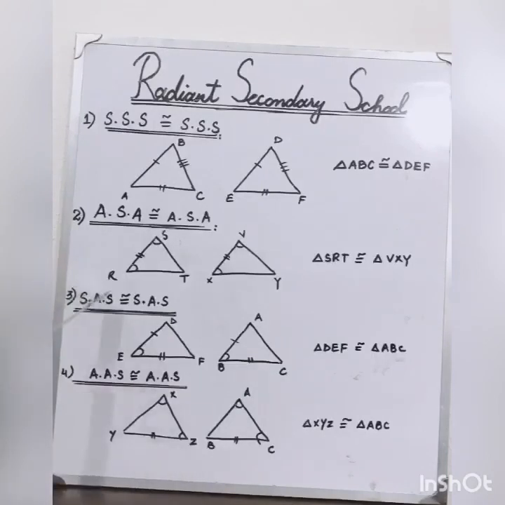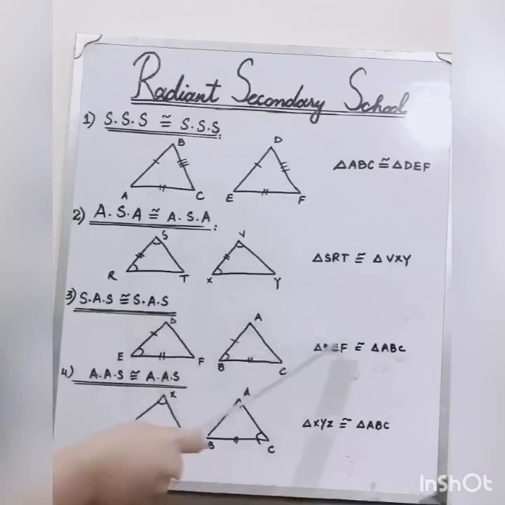Next one is SAS postulate. According to this postulate, in correspondence with two triangles, if two sides and including one angle, means this angle must be in between these two sides, two sides and one angle of one triangle are congruent to two sides and one angle of other triangle, then the two triangles are congruent. Here you can write that triangle DEF is congruent to triangle ABC. Why? Because their two sides and one angle are congruent.